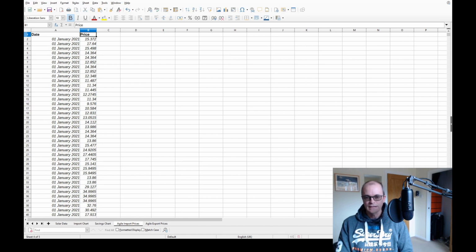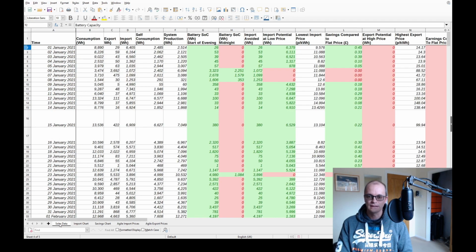So this is what the data looks like when I paste it into my spreadsheet. And we've got a half hour price here. And what I'll do is I'll take that into my main spreadsheet. And we have the lowest import price for each day. And we've got the highest export price for each day.